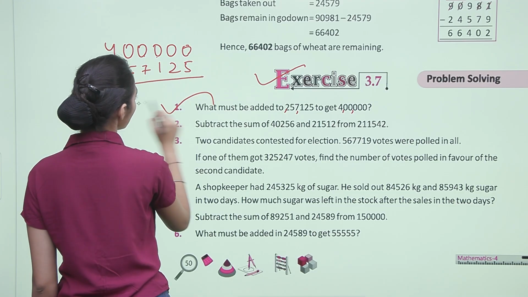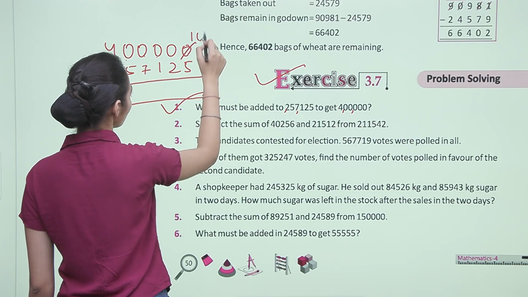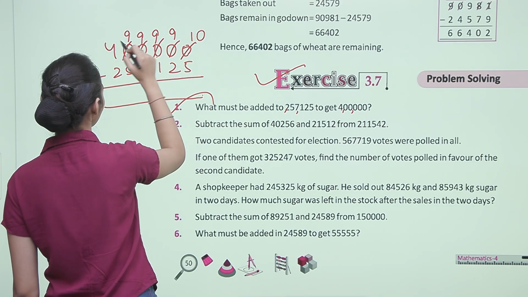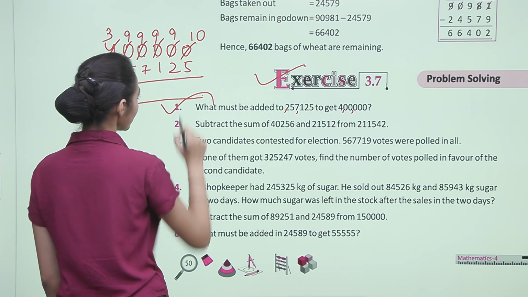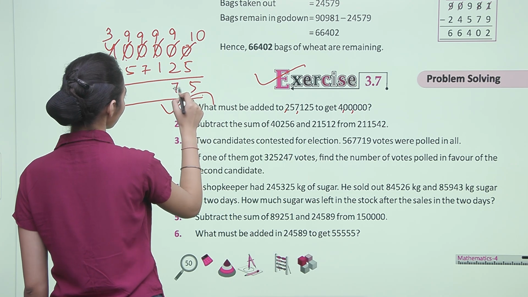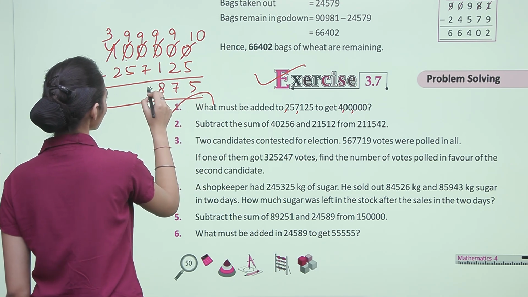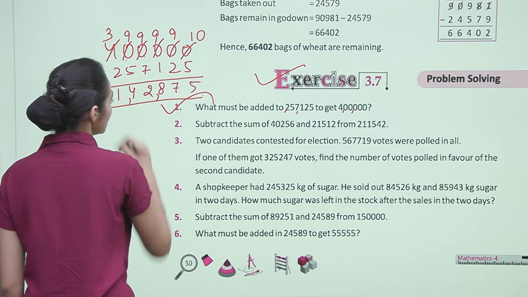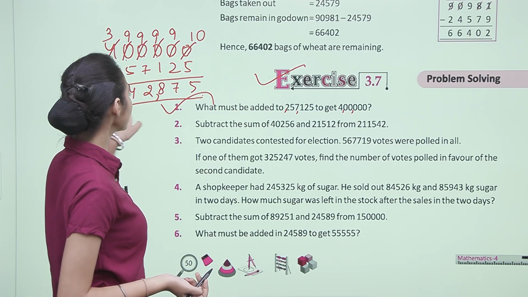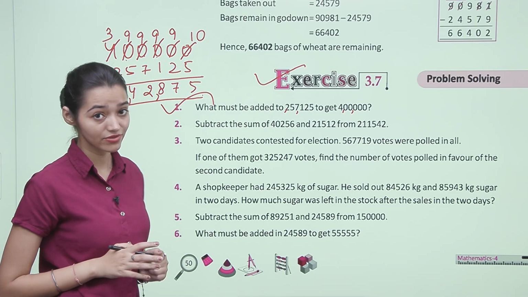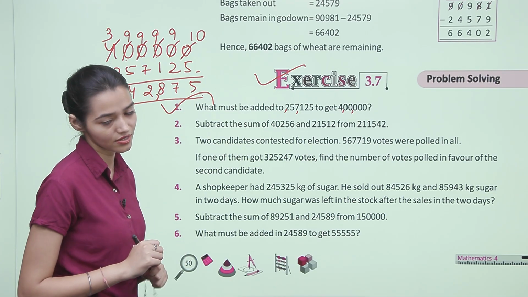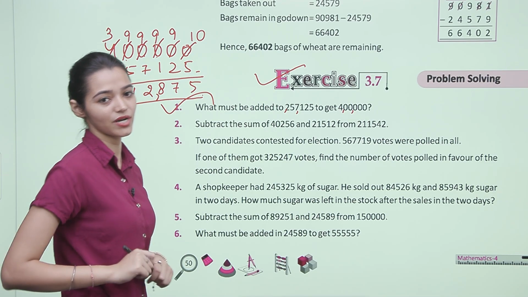2,57,125 must be subtracted, and when we subtract these digits, firstly we will take the carryover, that is 9, 9, 9, 9, and here we have 3. Now 10 minus 5 is 5, 9 minus 2 is 7, 9 minus 1 is 8, 9 minus 7 is 2, 9 minus 5 is 4, and the answer we get, the number that must be added, that is 1,42,875 is added to this number to get 4 lakh as our answer. That's how you can solve the remaining part.